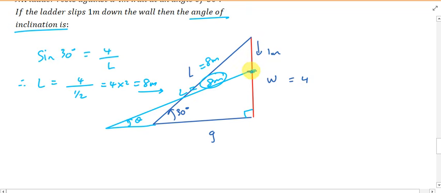And we also have the length from here to there, right? So the ladder has slipped down 1 meter, so now the distance from the ground to the top of the ladder is 3 meters. So we have 3 meters and 8 meters, so we can write down sine: opposite over hypotenuse. So sine theta, which is the angle of inclination, is equal to 3 over 8, right?